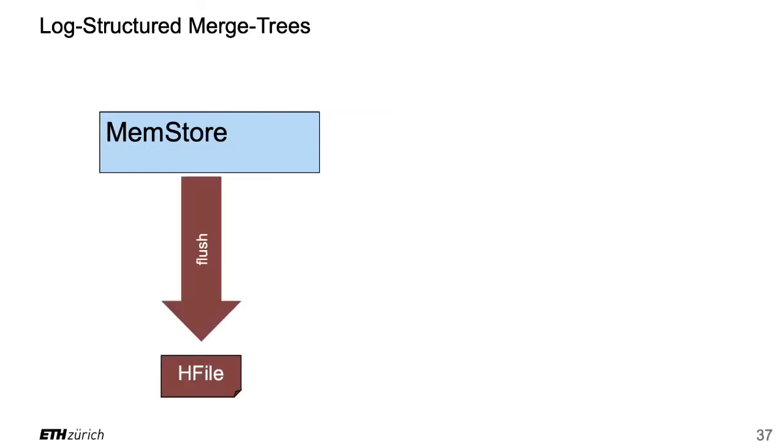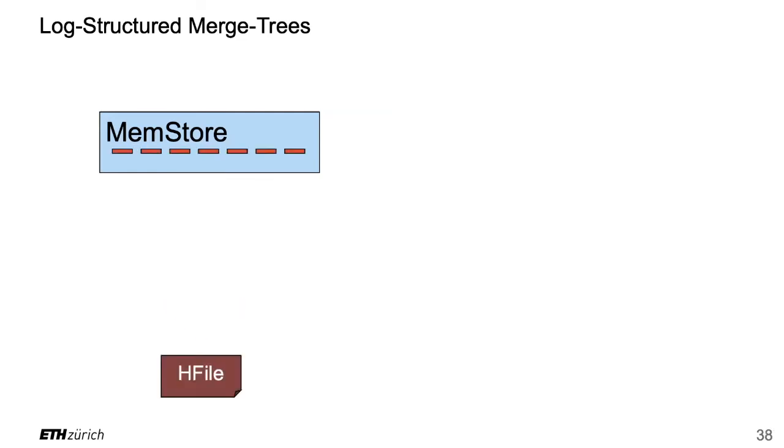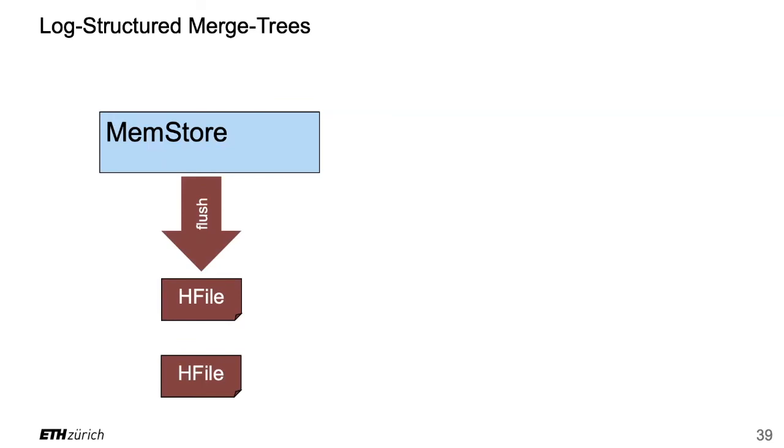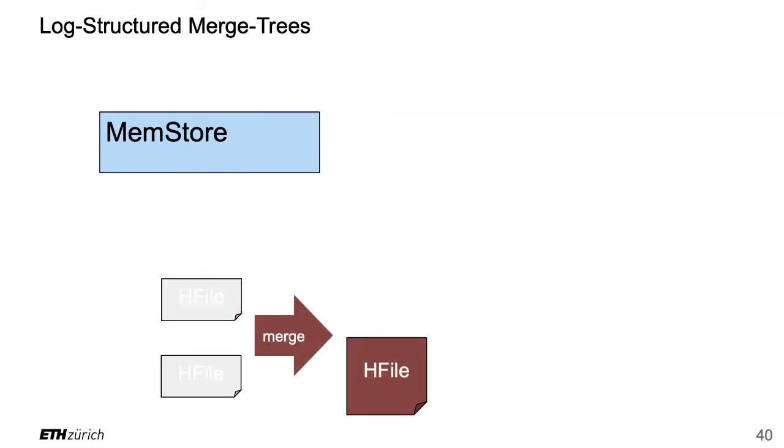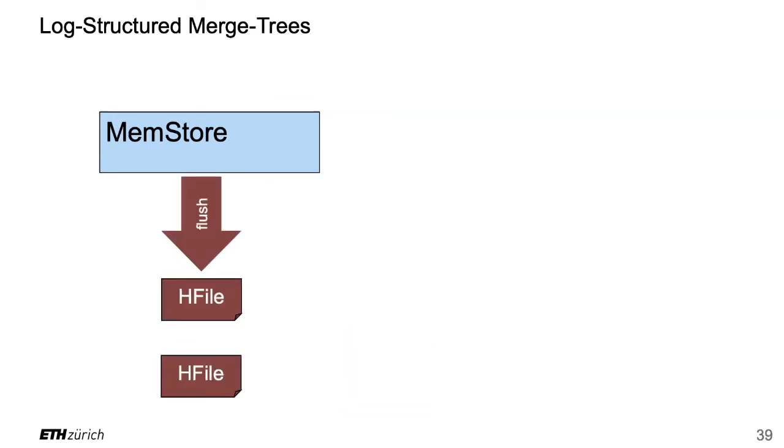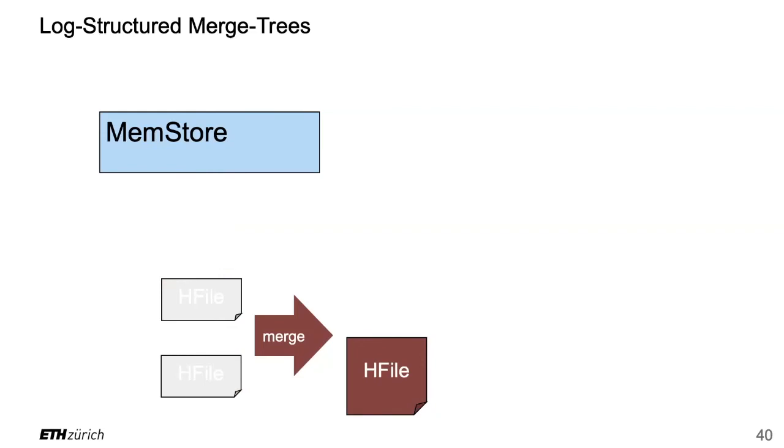Flush. Yes, I flush everything to an H file. There you go. Okay, now the memory is full again. What do I do? I flush again. Okay, and now I have 2 H files, so I'm going to compact them, merge them, it's called compaction, into a larger H file. This is twice as big, right? If this was size 1, this is going to be size 2, right?